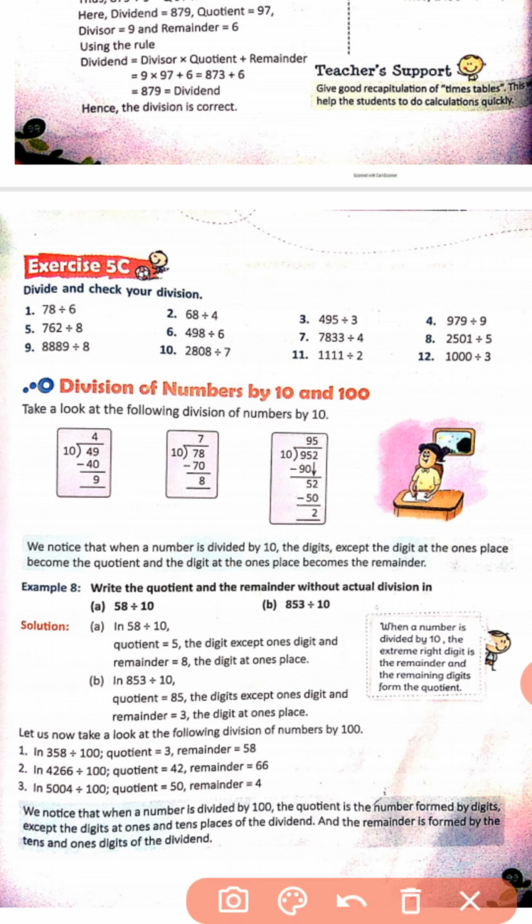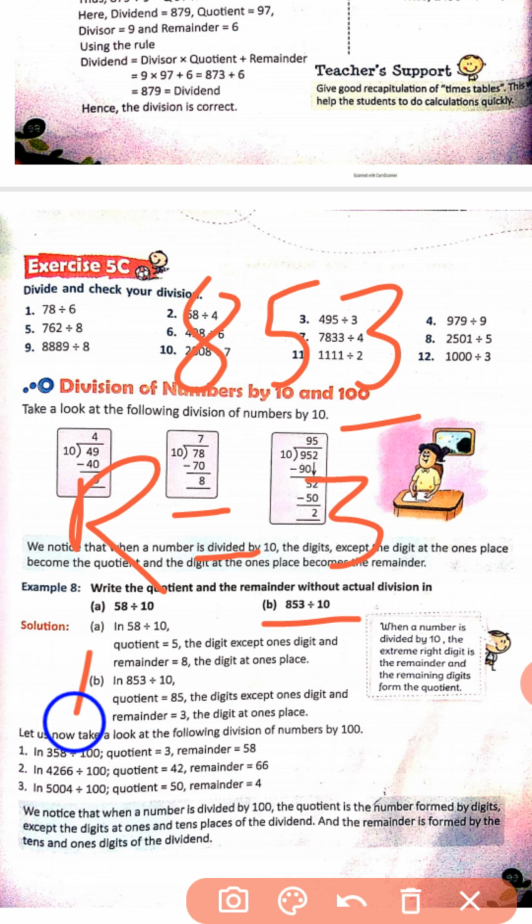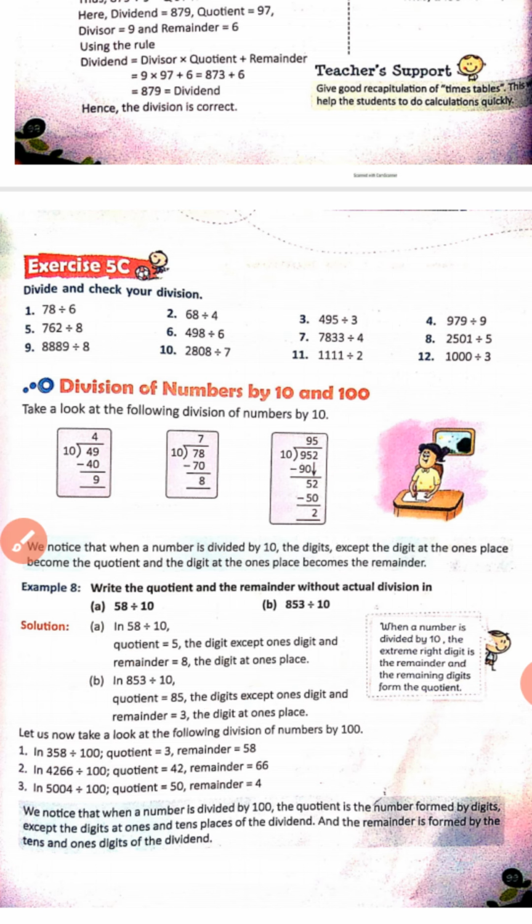Okay, next example, 853 divided by 10. In this, the remainder will be the ones place digit, which is 3, and the quotient will be 85. So the remaining digits will be the quotient. So now I hope you understand.